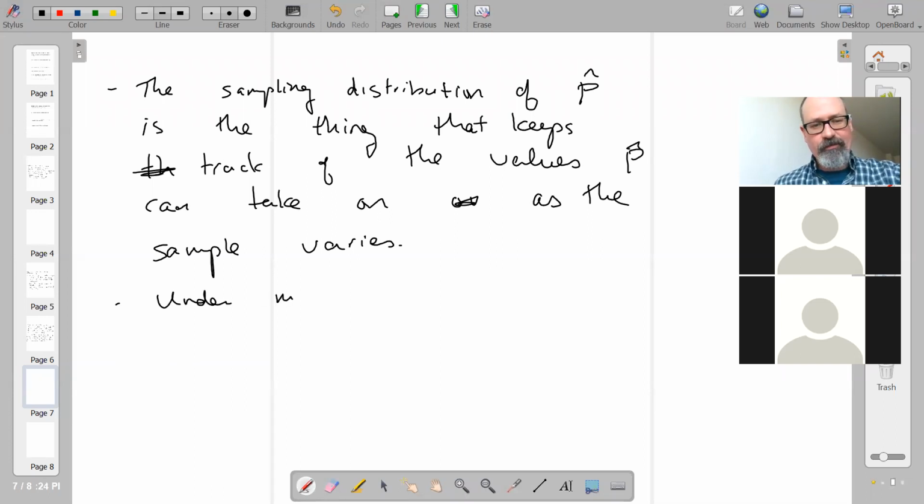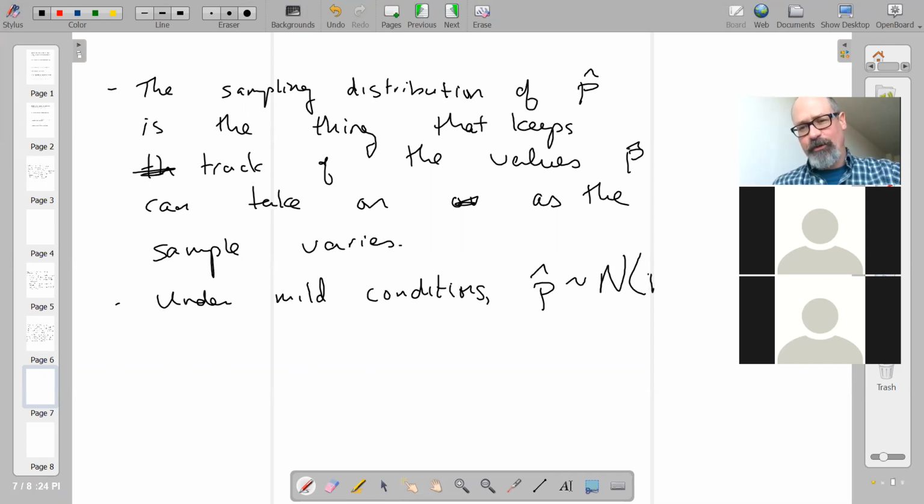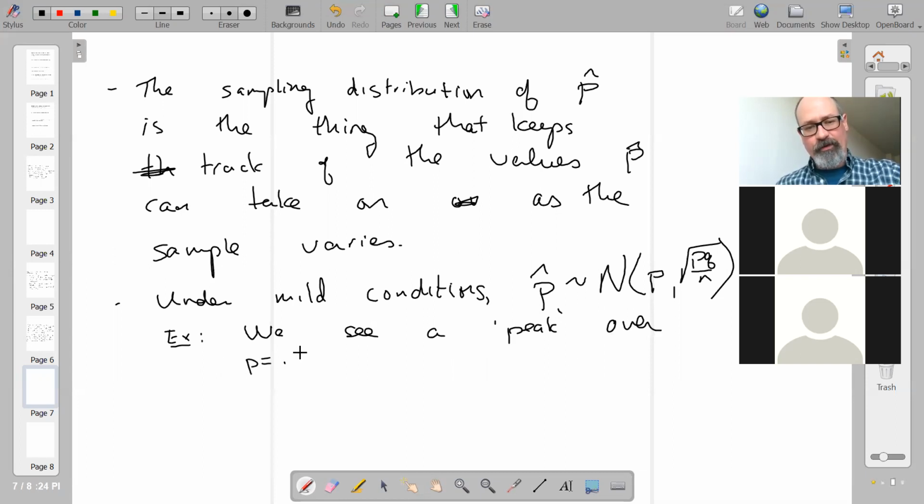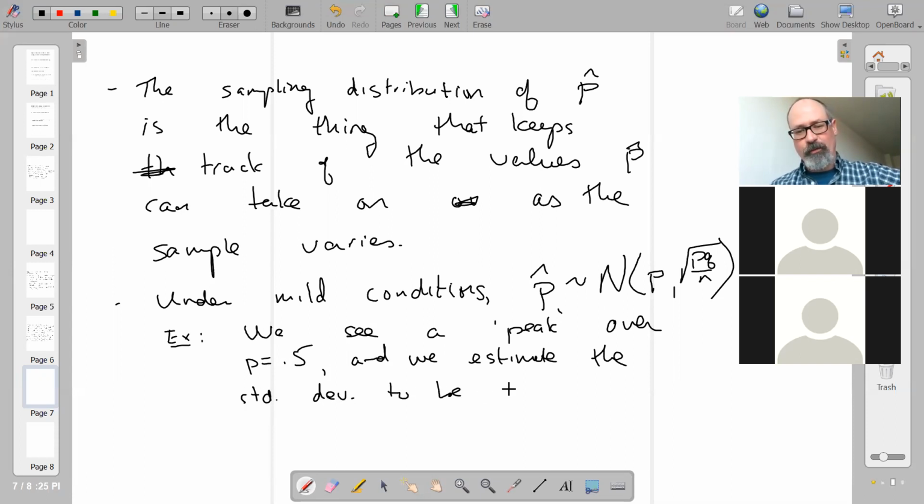Under mild conditions, p hat is approximately normal with expected value p. Now remember that p was the population proportion. Like in the coin flip example, it's 0.5, and standard deviation the square root of pq over n. And so in our example, with the simulation, we're actually seeing this. We see a peak over p equal to 0.5, right? We're assuming that the true proportion, the true value of heads, is 0.5, and we estimate the standard deviation to be around, I can't remember what the last number was, but let's just say it's like 0.071.